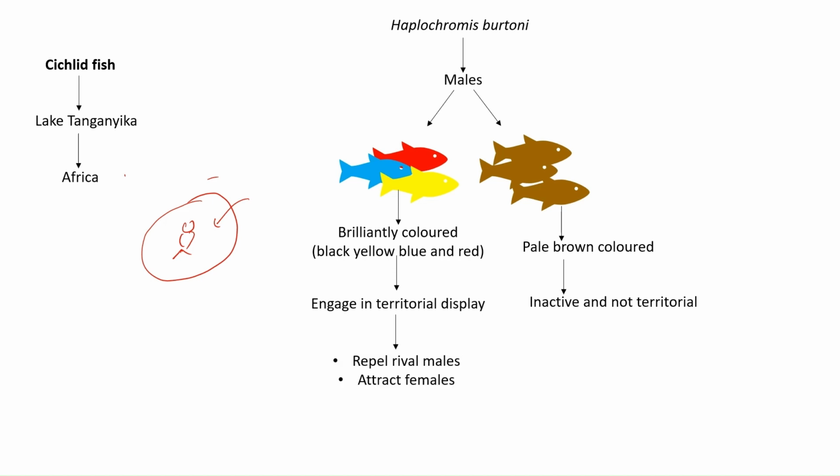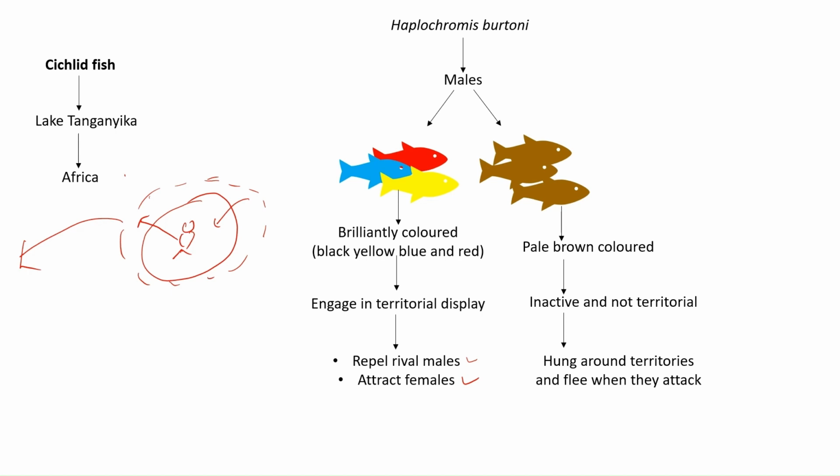Now why do these territorial males make territories? As I say, they make a home and won't allow anybody else to enter. That means they make territories to repel rival males and to attract females inside their nest. Whereas these pale browns hang around these territories, and whenever these colorful males attack them, they flee from that site.